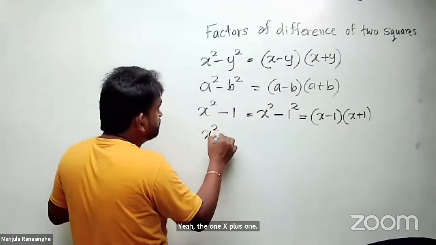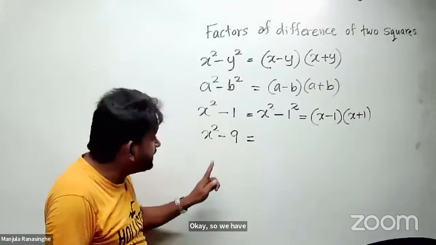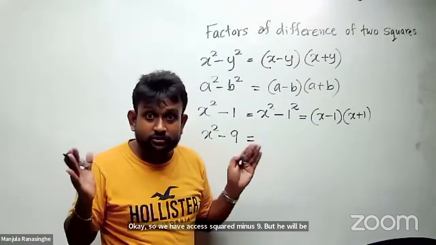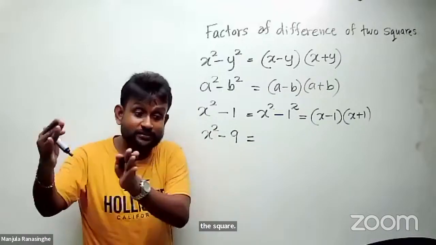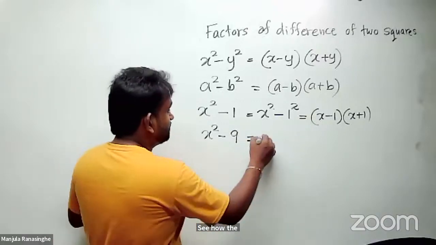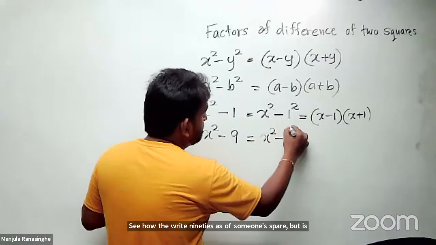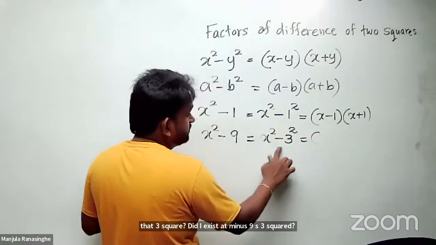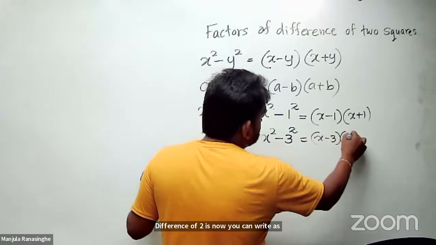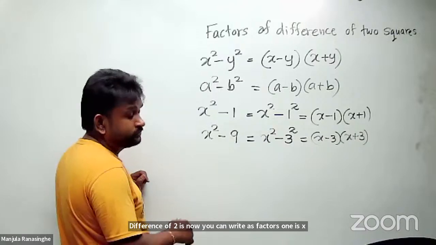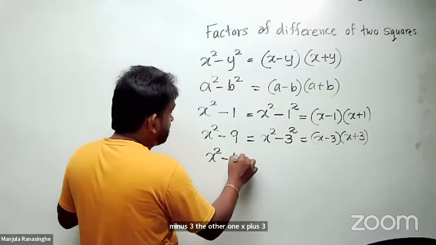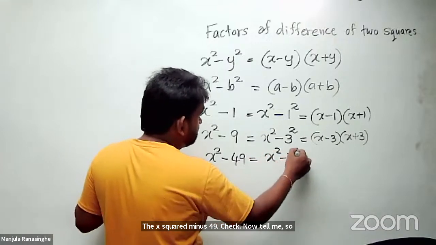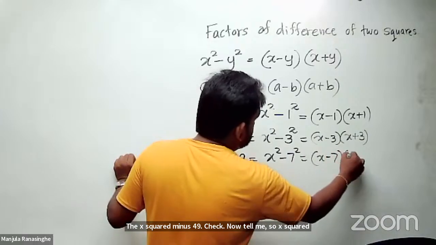Okay, so we have x squared minus 9. Here the difference is there, but 9 is not in square format. So you have to write 9 as the square of something. What is that? 3 squared. So write x squared minus 3 squared, a difference of two squares. Now you can write the factors: one is x minus 3, the other one x plus 3. Then x squared minus 49. Now tell me. x squared minus 49 is x squared minus 7 squared. Then x minus 7 into x plus 7.